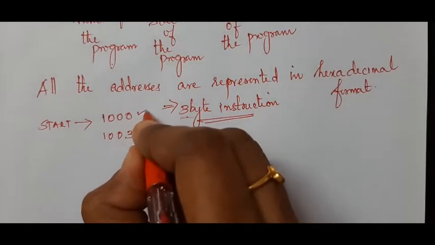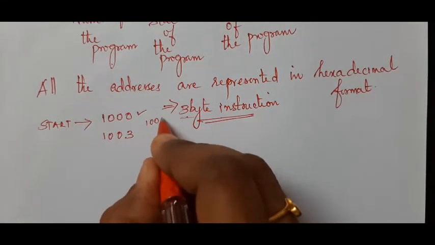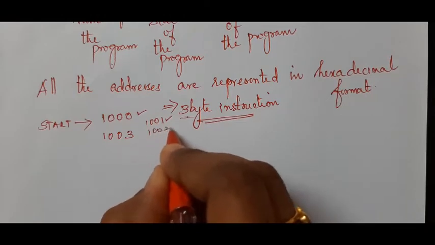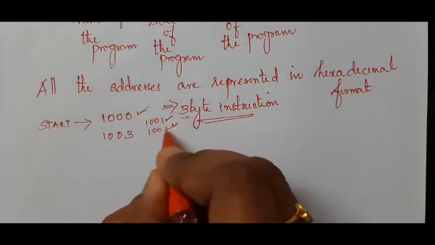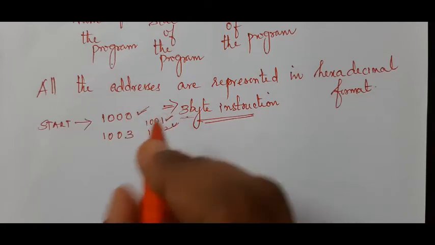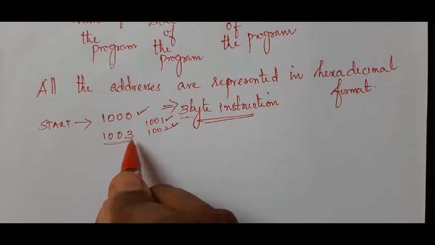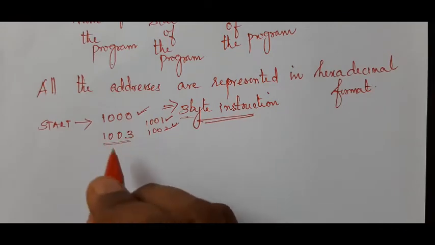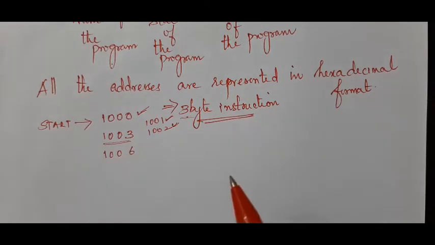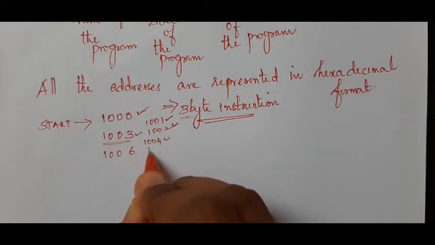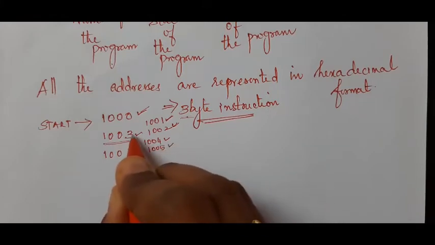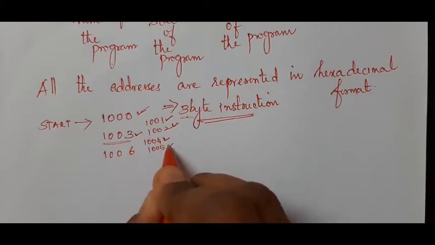1000 is one address, then 1001, 1002. So here 1 byte, 2 bytes, 3 bytes. So 3 addresses, 3 memory locations are used to store it, and the next address starts from where? 1003, and again 3 bytes, so 1006. So 1003, 1004, 1005 uses 1 byte, 2 bytes, 3 bytes.